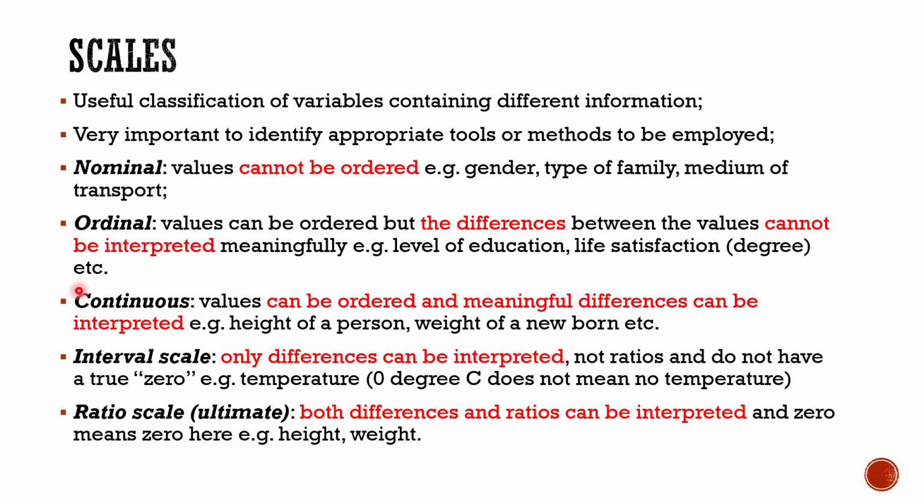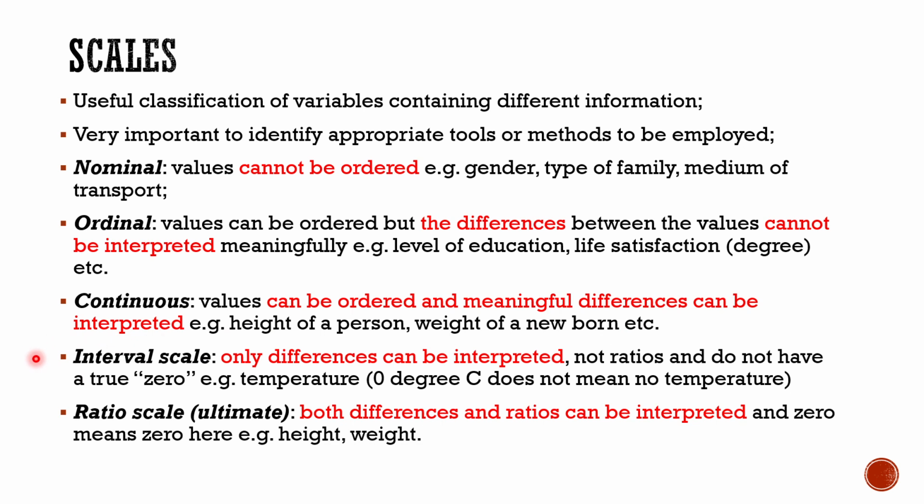Now the third one is the continuous variable, which is a combination of nominal and ordinal, and here you can order the values as well as see the meaningful differences between the different values. Like height of a person, you can order height of different persons, as well as interpret the meaningful differences between 6 feet 5 inches and 6 feet height of two persons. Likewise, weight of a newborn, etc.